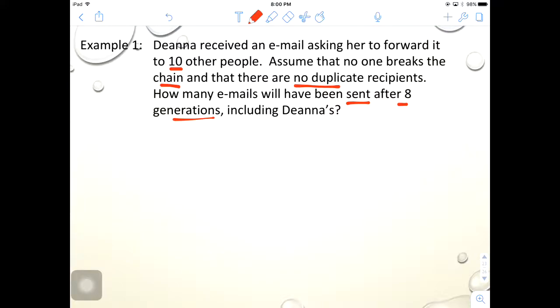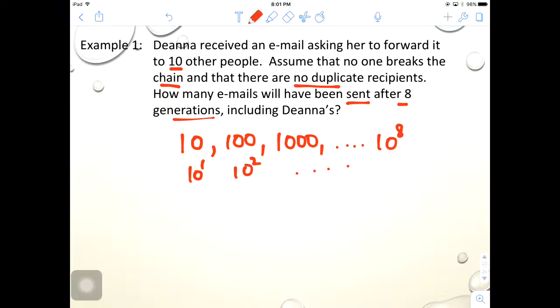So we need to understand that Deanna's email is the first one that gets sent, but she will send it to 10 people, and then those 10 people will send it to 10 people. So the next round, we will have 100 people that have received it. And then the next round, we'll have 1,000, so on and so forth. So when it gets to 8 generations, this will be 10 to the first, 10 to the second. So at the 8th generation, it's going to be hitting 10 to the 8th power.